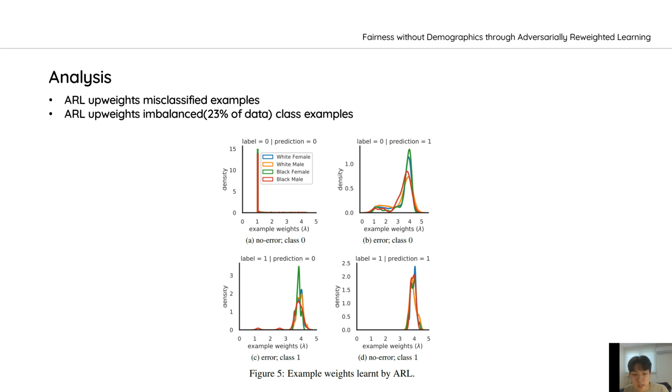And they investigate whether the weights from ARL are meaningful. The visuals show that weights in ARL successfully reflect whether an example is misclassified or not, and whether it is a class imbalance example or not.